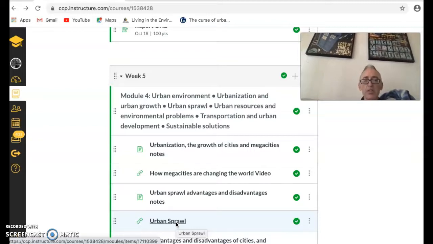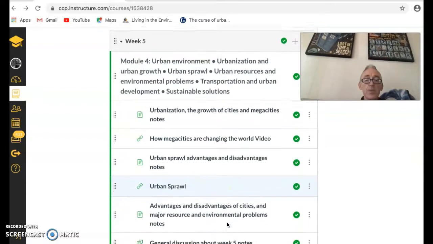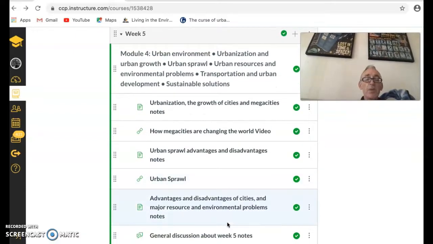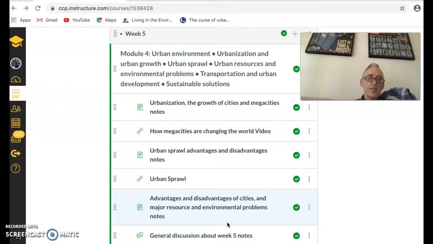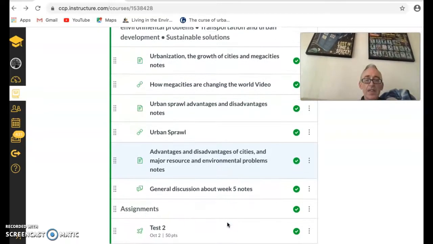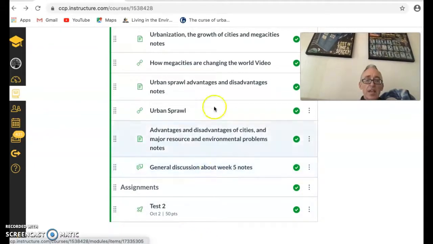We also are going to look at some of the things that have happened in a number of cities around the world, things like urban sprawl. Then we'll also look at, by putting these people in cities, what are some of the advantages and disadvantages of these cities. And again, once you've read all this, you'll be able to do test 2.